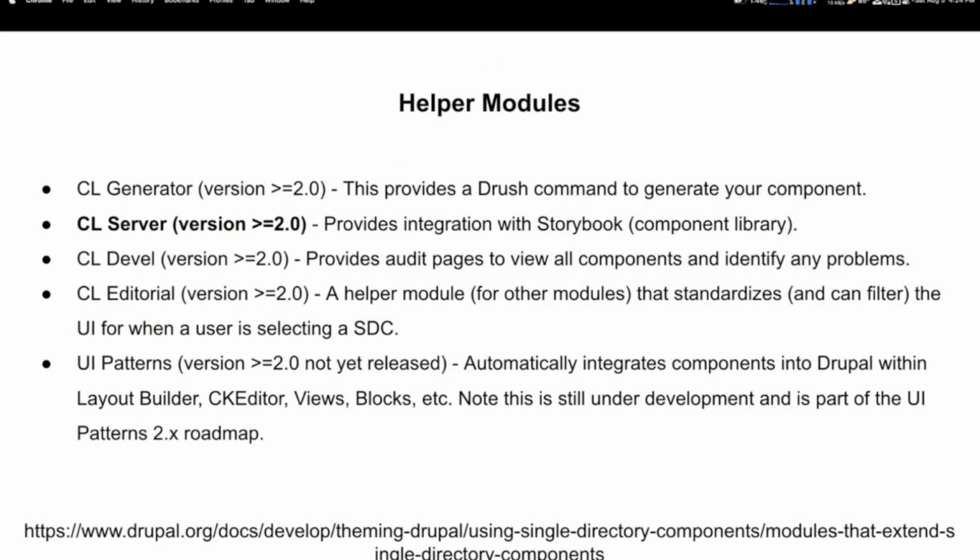There are a lot of really good helper modules. Mateo and Mike Herschel did a lot of good work, and there was one other person, I can't remember her name. Now I feel bad. There's the component generator, which actually will generate your components for you. The component server, which is a really good way to package your components using Storybook. And I was going to go into that more, but I broke something and I didn't have time to try to fix it. So that's not going to happen. We've got Devel, as you know, if you want to troubleshoot things. There's Editoria11y, there's UI Patterns, which is a bigger schema for Layout Builder and all sorts of things.